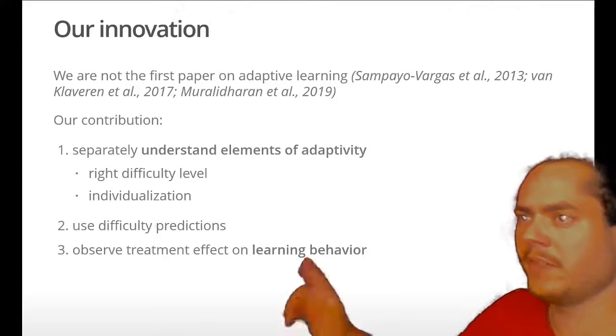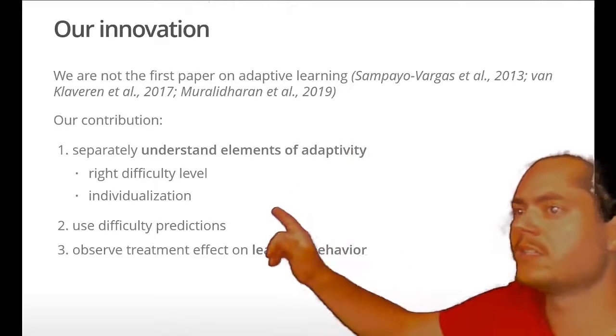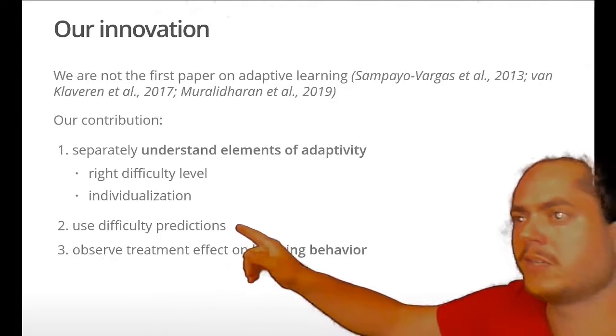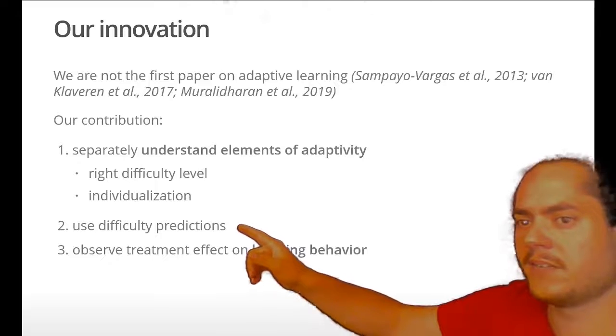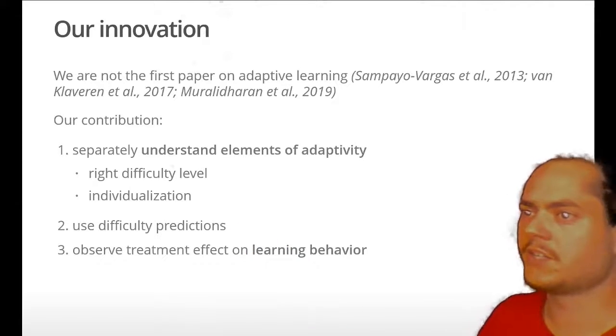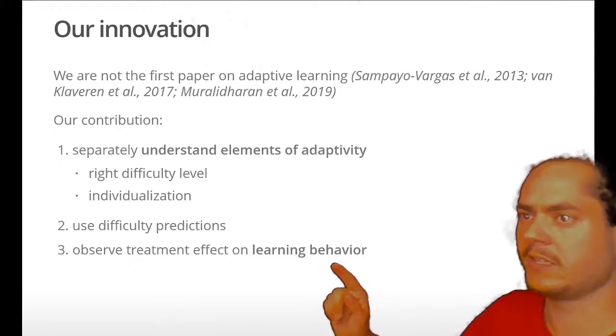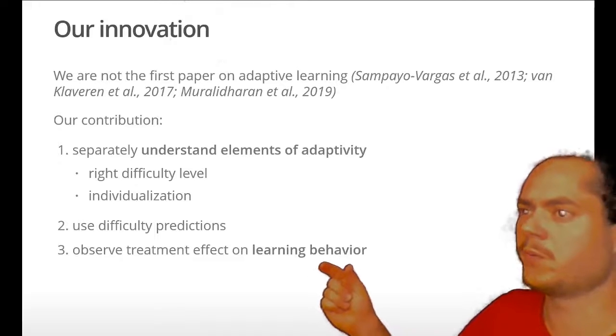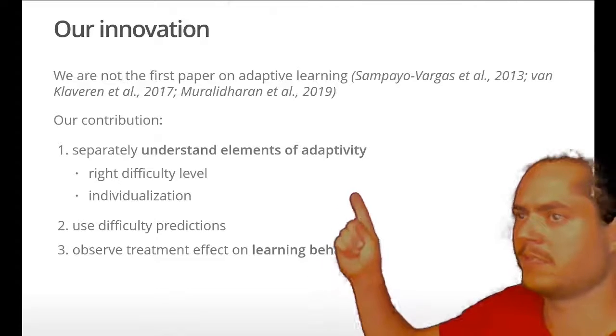Secondly, in contrast to other papers, we don't assume what difficulty dimensions are or what grade a learner could be in, but we try to predict the difficulty of every task for every user separately. Thirdly, on top of standardized tests that are often used as an outcome, we want to observe the treatment effect on learning behavior directly to understand how students differently learn in different environments.